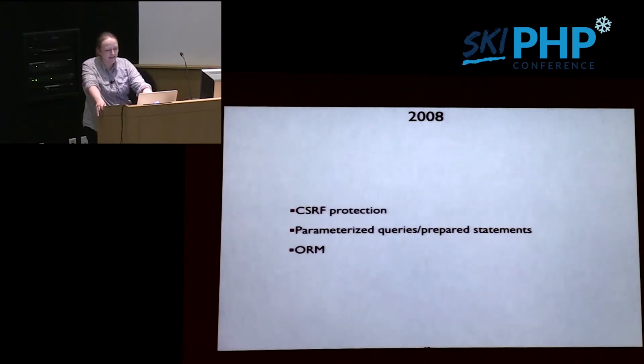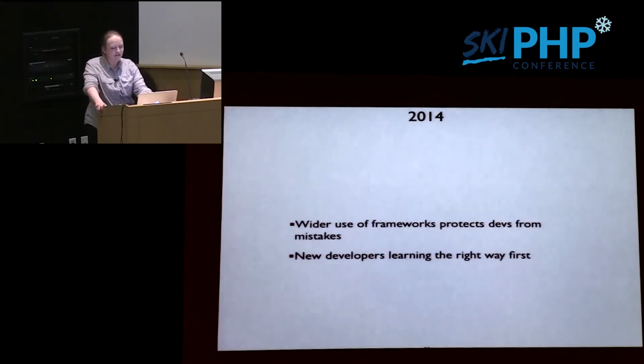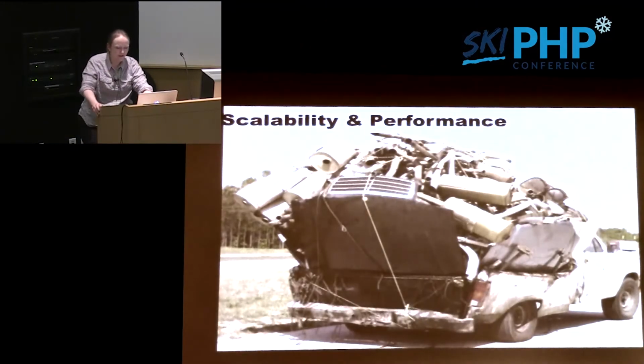And the other thing that happened in 2008 was ORM, which also took care of a lot, like sort of protected people from their own mistakes, right? Because it's like using somebody else's encryption library. You have wrapped up a lot of the solutions in one place. By 2014, most people are using frameworks. That helps protect you from your own ignorance. And it also means that new developers are learning a good way first, which is nice.